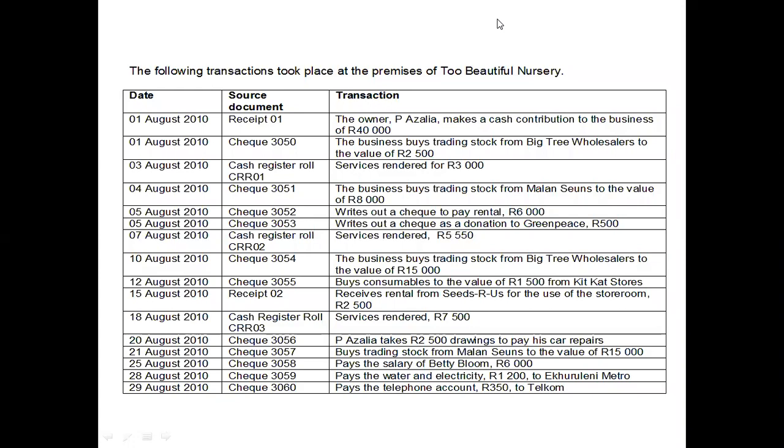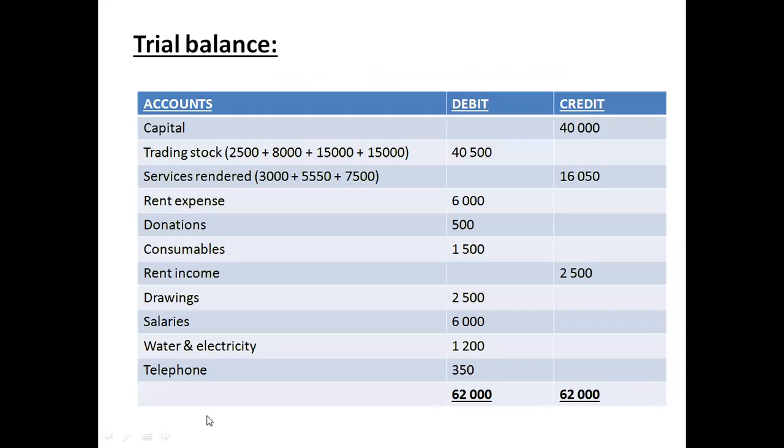Right, so we're going to start marking the exercise now. Let me just repeat the first one again. The owner, P. Azalia, makes a cash contribution to the business of 40,000. So your amount is 40,000. It is a capital transaction. If you need to know by now, capital is always on the credit side. If you're not sure, make use of Lady Adelec, that you know by now. So that means in the trial balance, you're going to write the account, capital, and the amount 40,000 rand in the credit column.